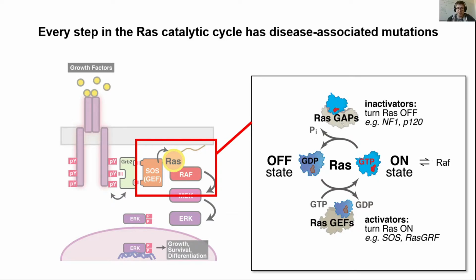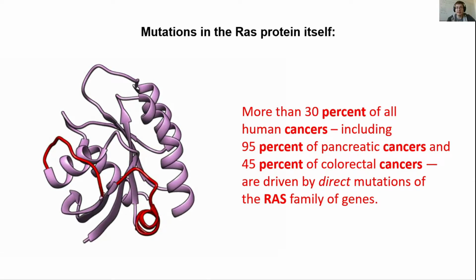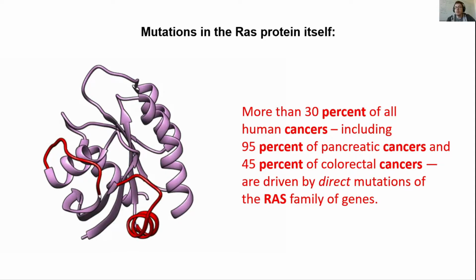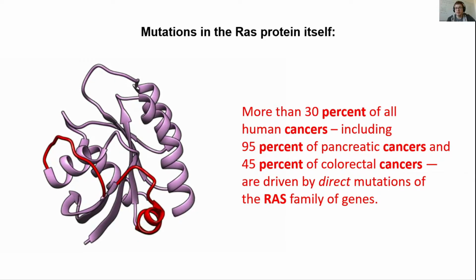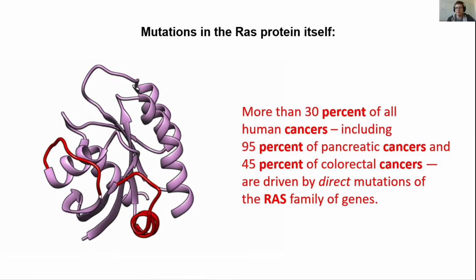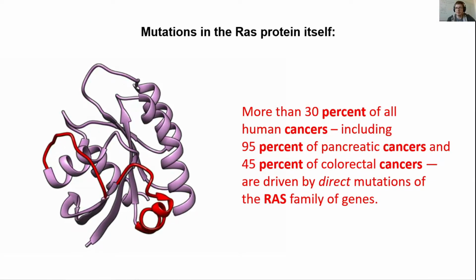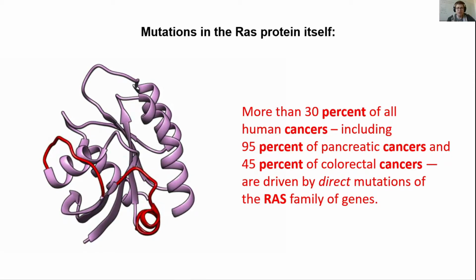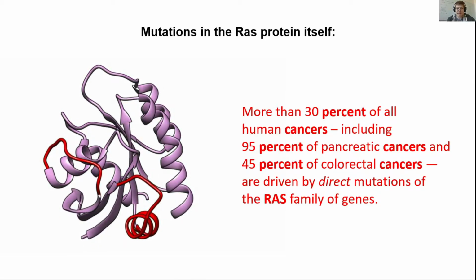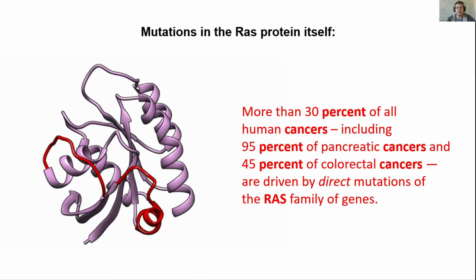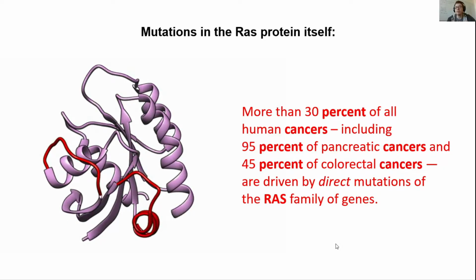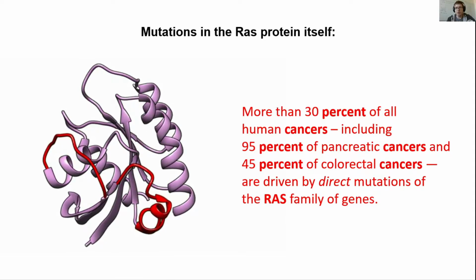And so, of course, the first one to consider are mutations in the RAS protein itself. More than 30% of all human cancers, including 95% of pancreatic cancers, 45% of colorectal cancers, are driven by direct mutation of the RAS family of genes itself. Think about that. If someone you know has pancreatic cancer, it is almost certain that the RAS GTPase protein here is mutated. And this means that if we could really understand how to fix these problems, we could make a huge impact on human health.